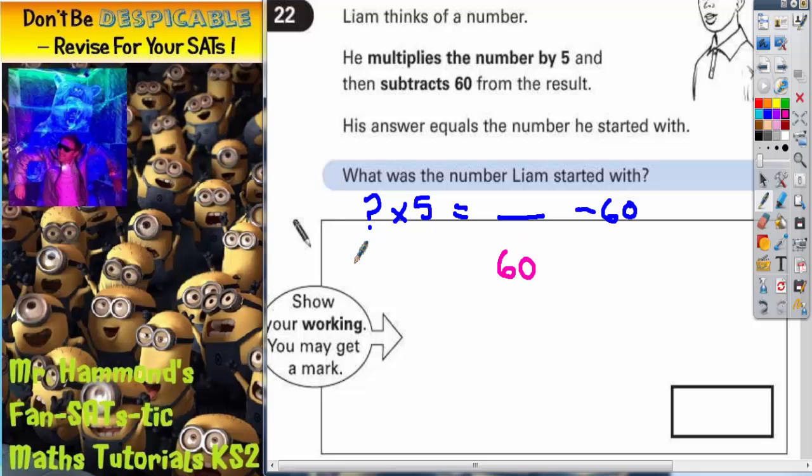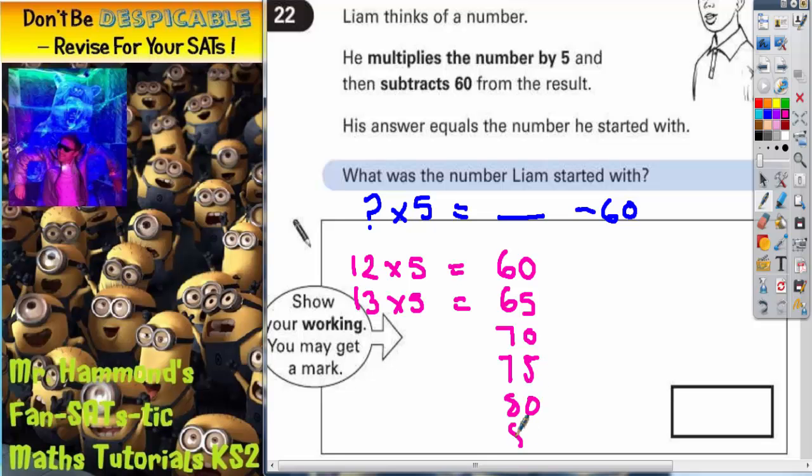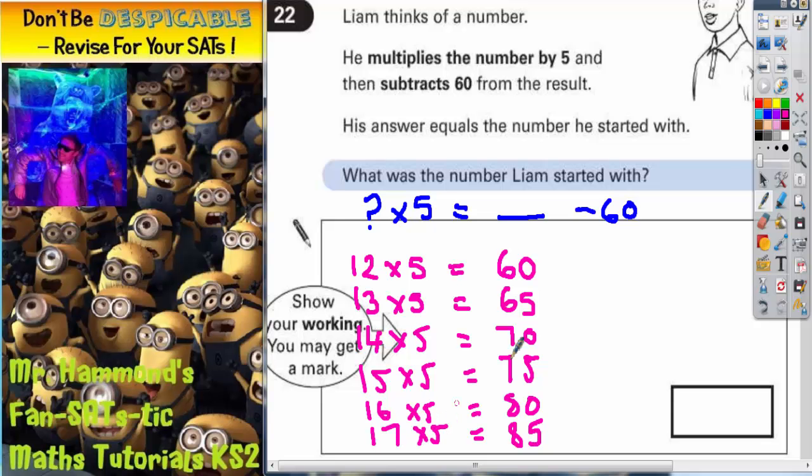Now 60, that's 12 times 5. So we're going to put 12 times 5 is 60. And we're going to put a few multiples of 5 here because we don't know the answer. And so we're going to try a few multiples. We're going to fill these down here, 60, 65, 70, 75, 80, 85. And we'll stop there and see how we get on. So we've got 12 times 5, 13 times 5, 14 times 5, 15 times 5, 16 times 5, and 17 times 5. And these are our answers.